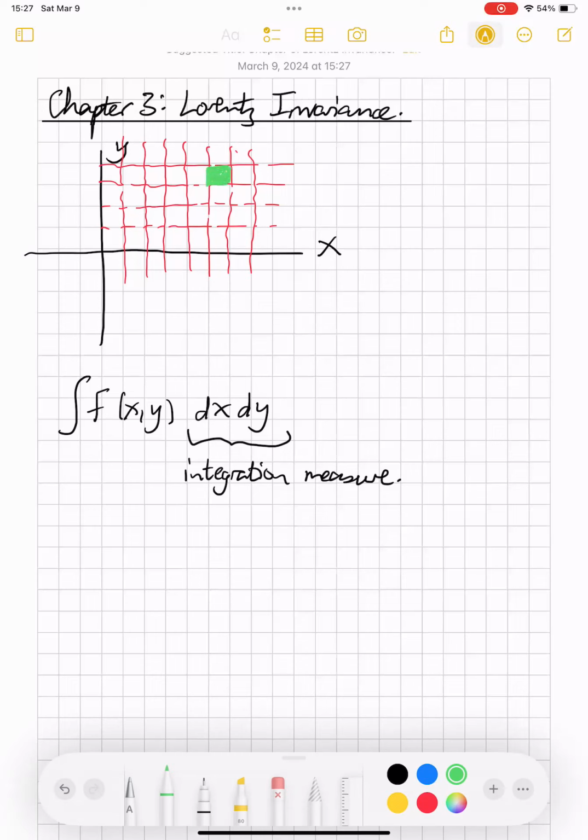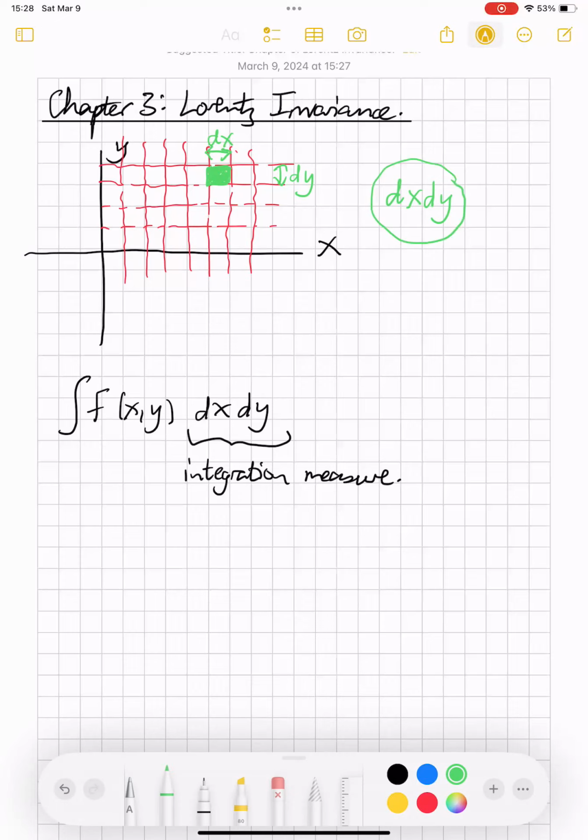Now, this actually looks like a square. Let's say the width of the square is dx, and the height of the square is dy, then the area associated to that little square would just be dx dy. And that's what I mean by the integration measure. It's just dx dy, which is the area of this little square.